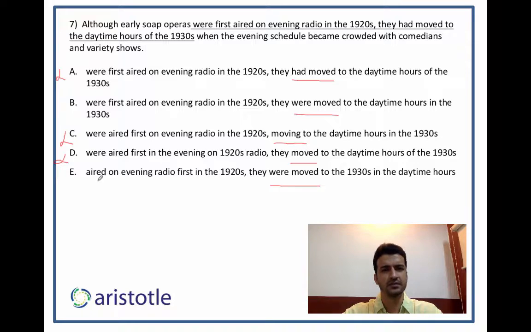Now I'll read both the sentences completely and I'm sure I'll be able to get the answer. B says, "were first aired on evening radio in the 1920s. They were moved to the daytime hours in the 30s." Looks perfect to me. E says, "were aired on evening radio first in the 1920s. They were moved to the 1930s in the daytime hours." Big distortion of meaning. They were not moved to the 1930s. They were moved to the daytime hours in the 1930s. So E completely distorts your meaning. B is your answer.